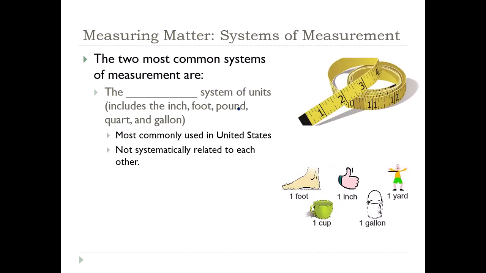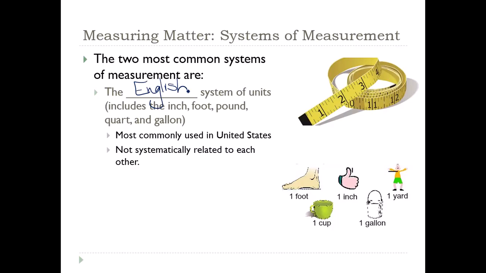Then we have two common systems of measurement. The first is the English system of units, which includes units like the inch, the foot, the pound, the quart, and the gallon. Ironically, this is the most commonly used system of measurement in the United States. Most other countries have moved away from this system of measurement.